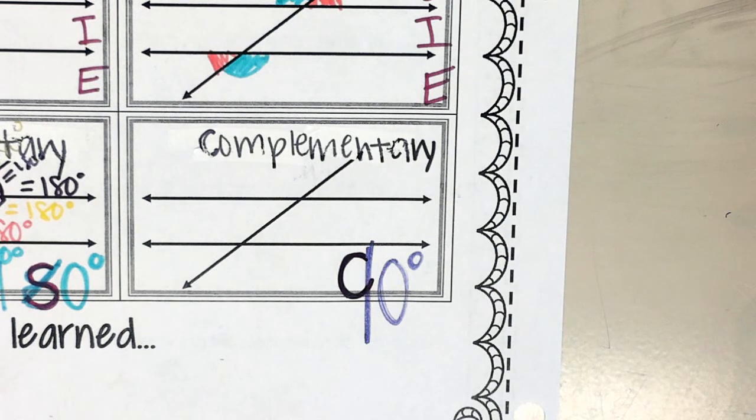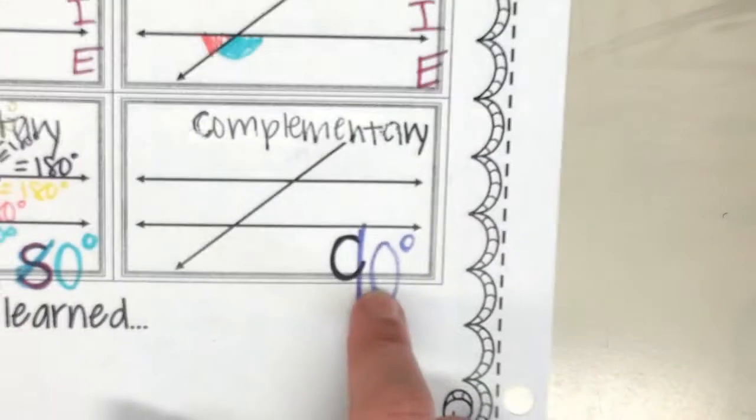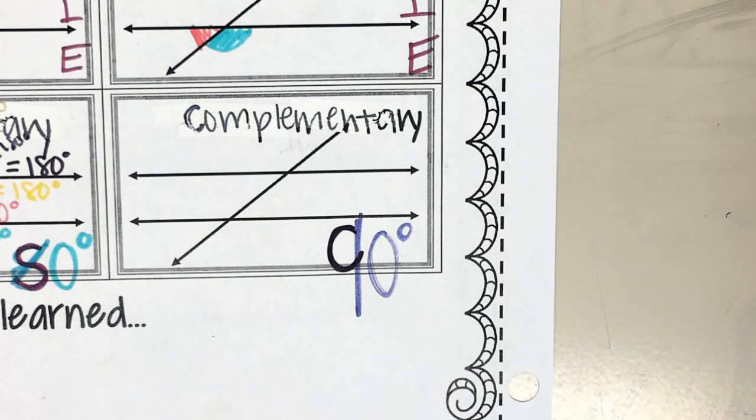Complementary angles equal 90 degrees. What are the complementary angles? There are none. If we look at what's happening here, there are no complementary angles in this picture that we have. But complementary angles equal 90 degrees. So for this one, we're not going to do the spaghettis and smarties, but just know complementary equals 90 degrees.